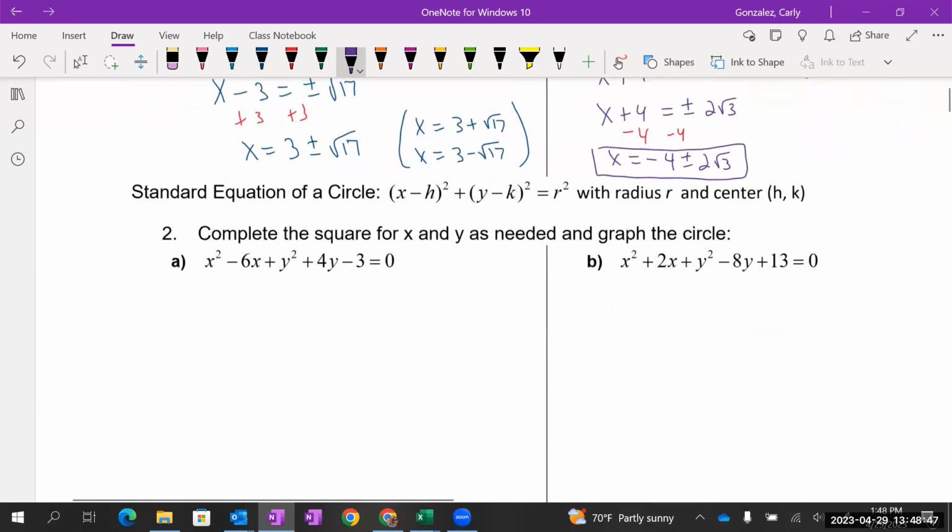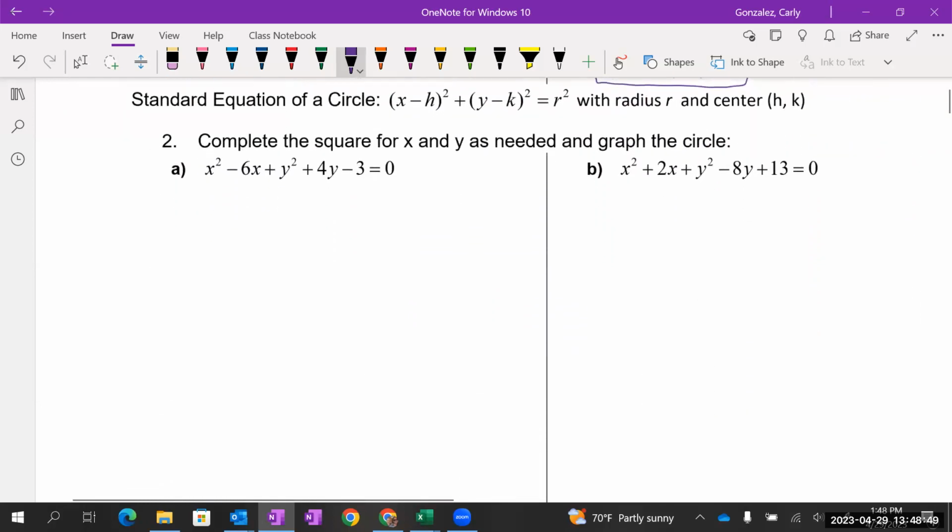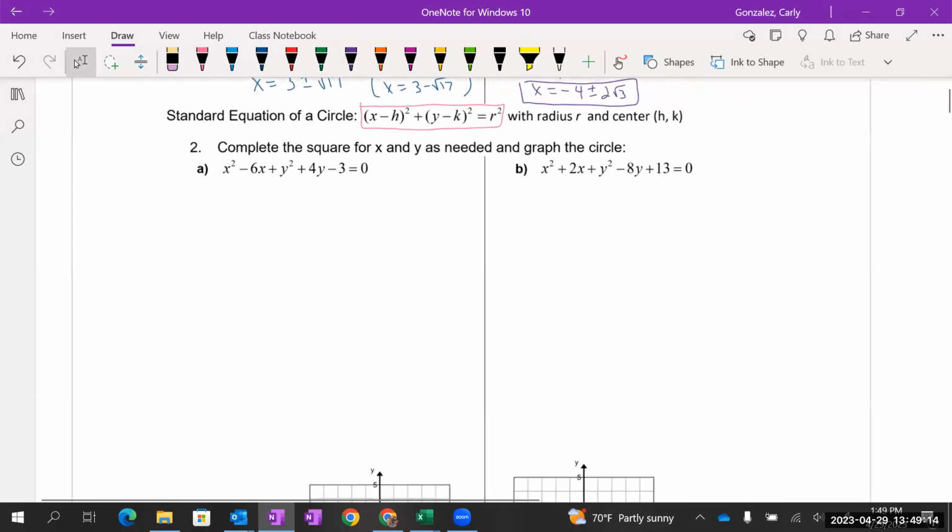Let's go ahead now and try to get our equation of a circle into standard form. So recall the standard equation of a circle is (x - h)² + (y - k)² = r², where r is the radius and the center is at the point (h, k). So essentially, we need to complete the square for x and y separately.